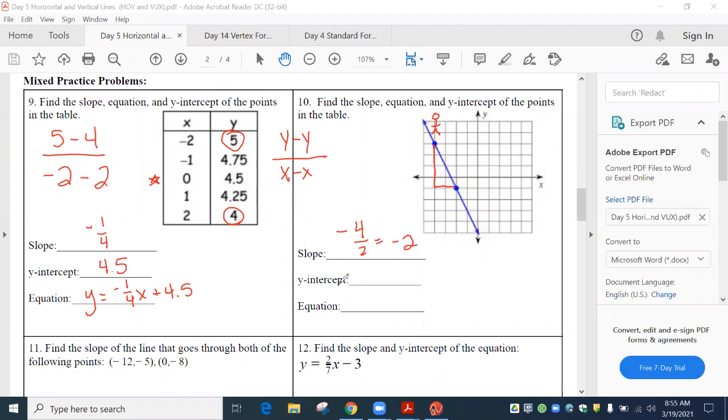The y-intercept is where it touches the y-axis. So if I just go down the y-axis till it touches, let's say this is negative 1, negative 2, 3, 4. So I'm going to say negative 5 right there is where that touches. So the y-intercept would be negative 5. And then we got y equals, the slope would be negative 2x, and then minus 5.